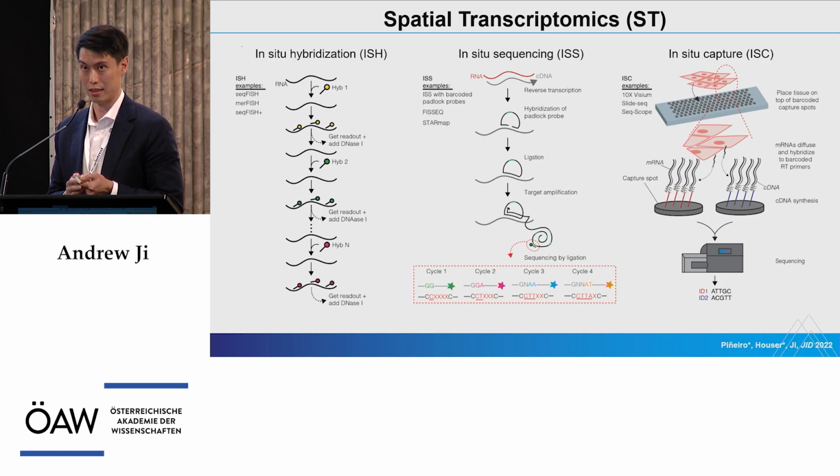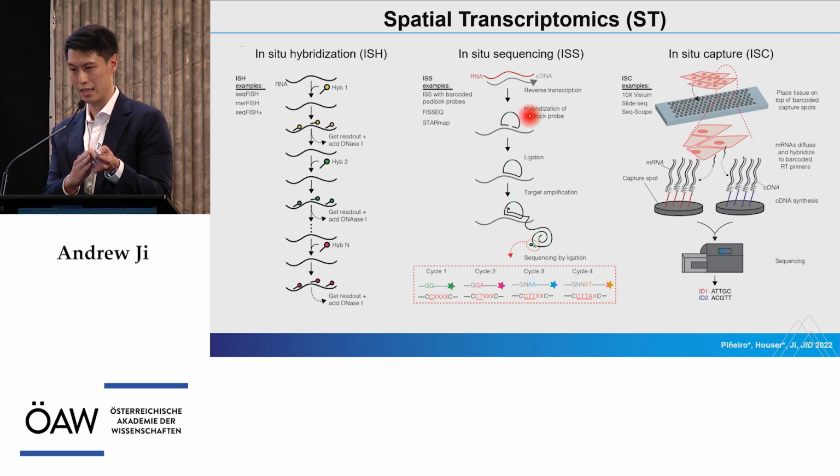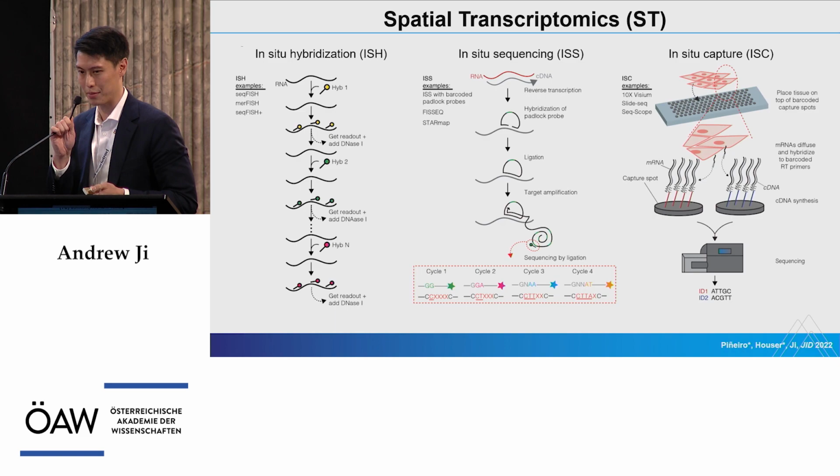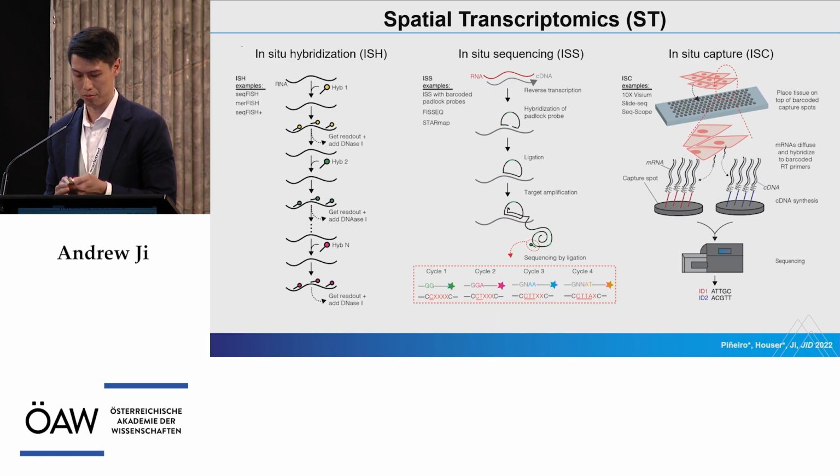But very briefly, these other two technologies are also now commercialized. For ISH, in the form of VisGen Merscope, as well as NanoString's CosMx platform, and in situ sequencing in the form of 10x Xenium. And so I largely view the differences between these two technologies as academic. Practically speaking, they both involve fluorescent imaging as the readout to identify your transcripts, in contrast with in situ capture, which involves next generation sequencing.